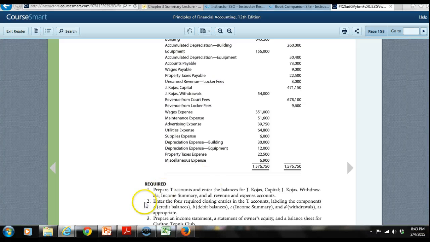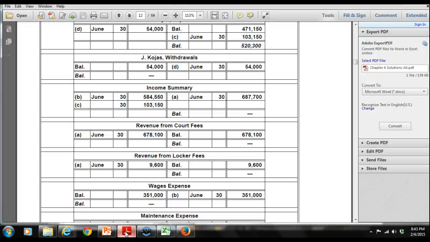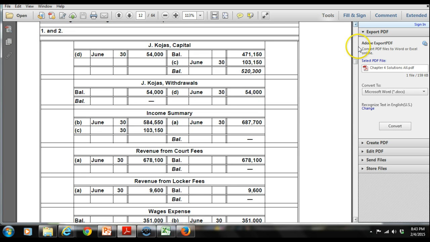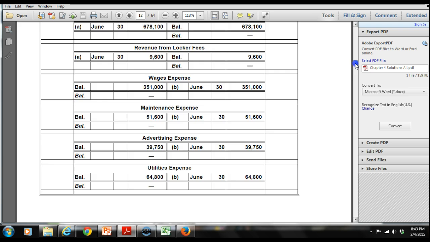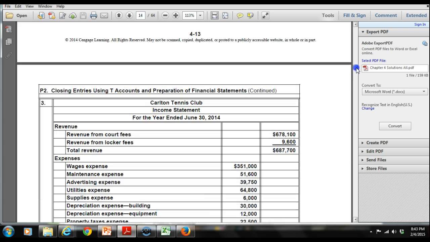So that's the first thing you need to do. So I'm going to put these up here, but what I don't want you to do is enter any journal entries yet. I just want you to fill in the balances, okay?